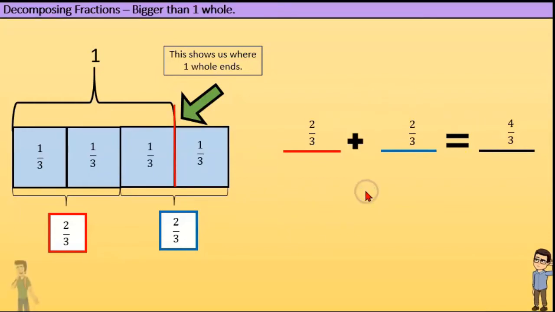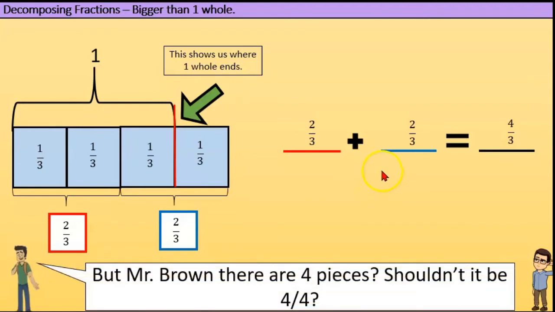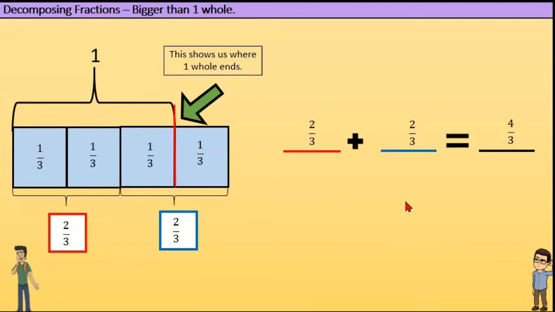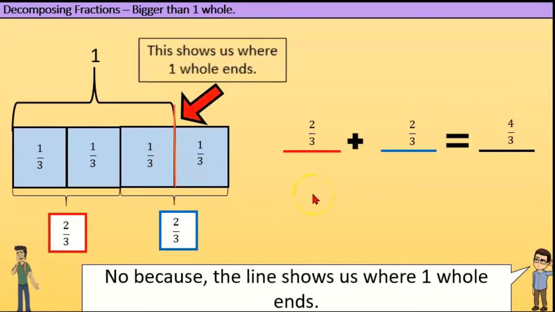Wait a minute. Someone has a question. But Mr. Brown, there are 4 pieces. Shouldn't it be 4/4? But remember, this line shows us where 1 whole ends. Okay? So remember that when you see the end of that bracket, that shows you where the 1 ends. Okay, and I'm going to have you draw my red line just like I did.